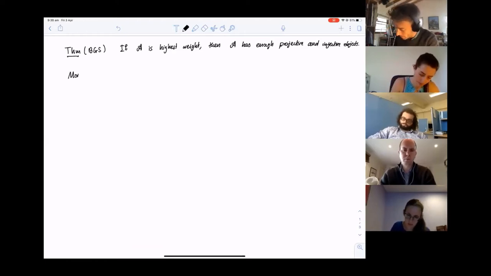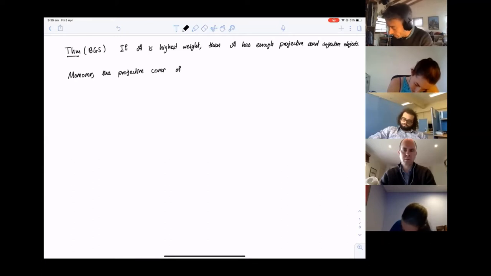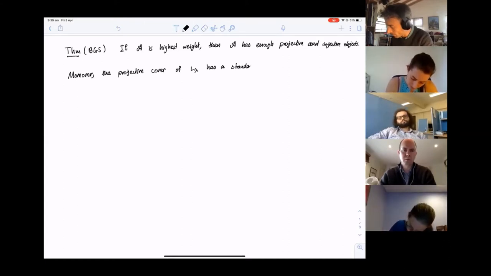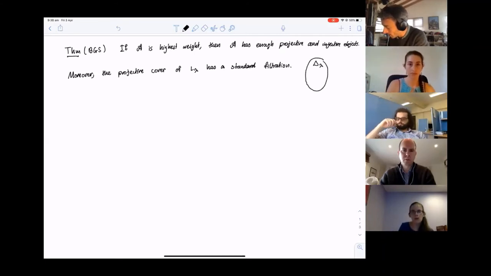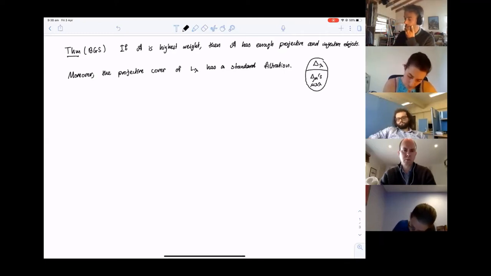Moreover, the projective cover of L lambda has a standard filtration. So what I mean by that, what it looks like in terms of egg diagrams, is that it has a delta of lambda at the top, and then it has delta of mu's with mu above lambda. So I'm going to draw another picture of this in a second.